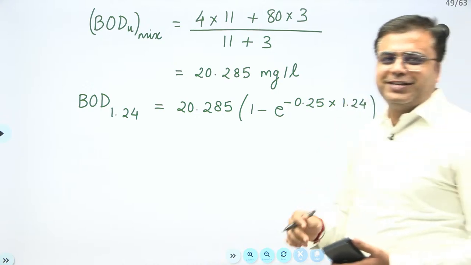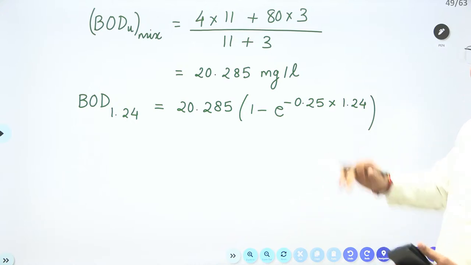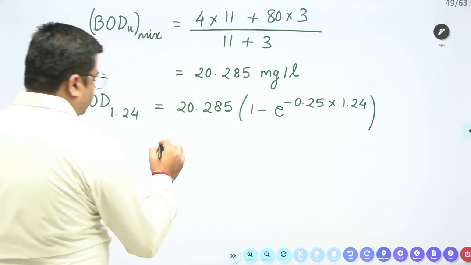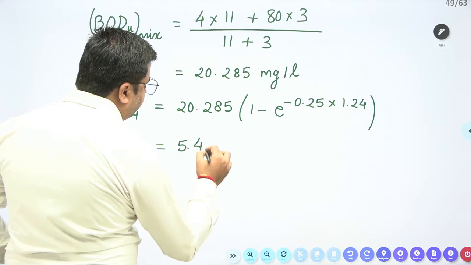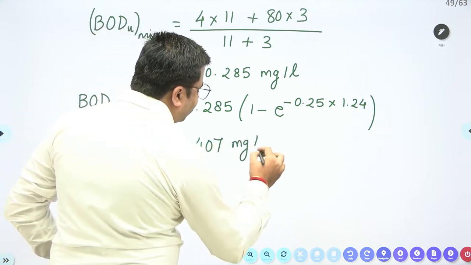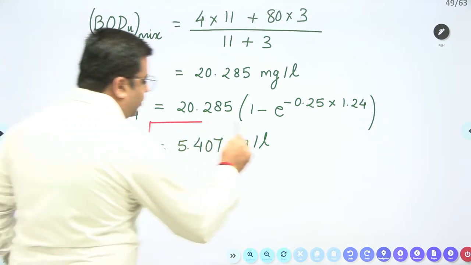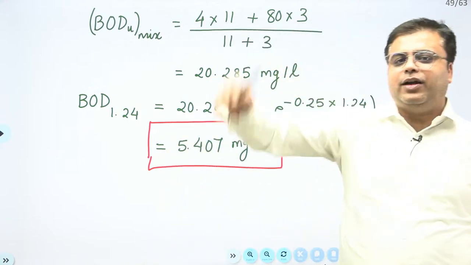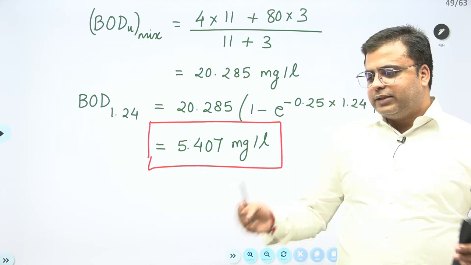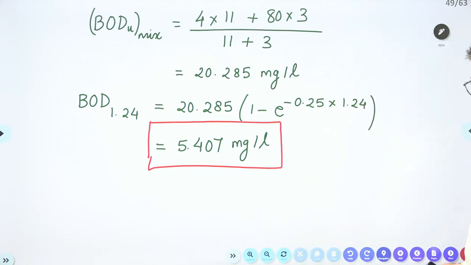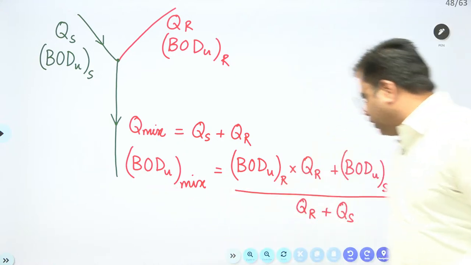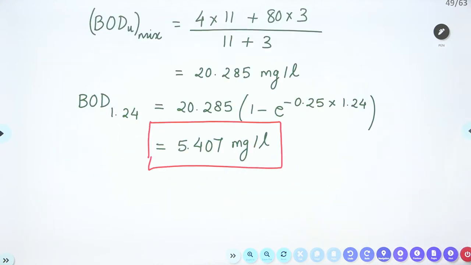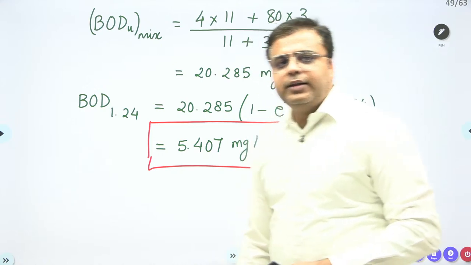Do the calculation and you will get 5.407 milligram per liter. So this is the BOD of the mix when the water has traveled 25 kilometers downstream. When the sewage is getting mixed and the water has traveled 25 kilometers downstream, the BOD of the mix that you will get is 5.407. So I hope this question is also clear to you.